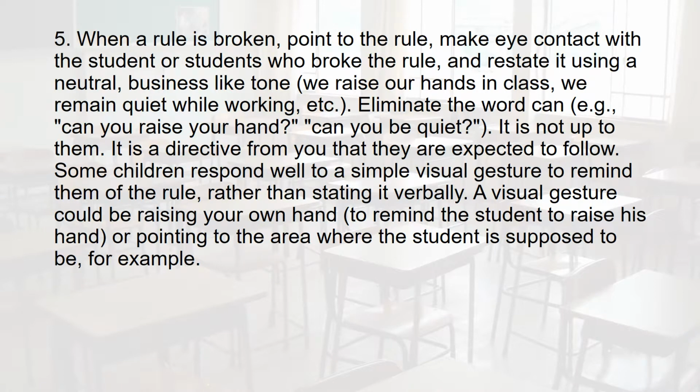Tip number 5, when a rule is broken, point to the rule, make eye contact with the student or students who broke the rule, and restate it using a neutral business-like tone. We raise our hands in class. We remain quiet while working, etc. Eliminate the word can, such as can you raise your hand or can you be quiet? It is not up to them. It is a directive from you that they are expected to follow.